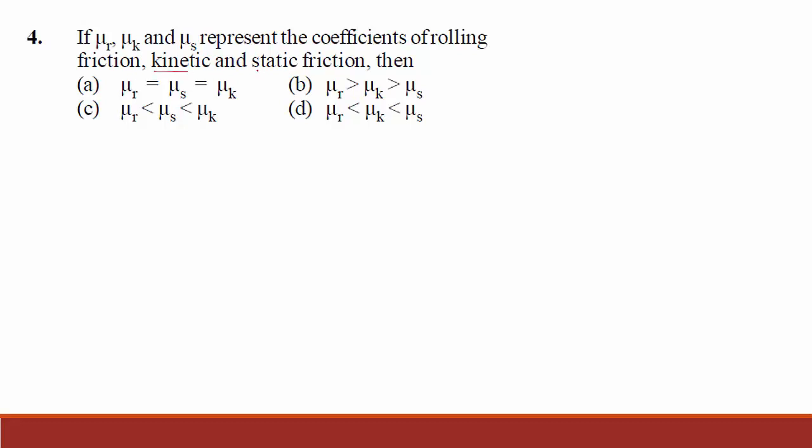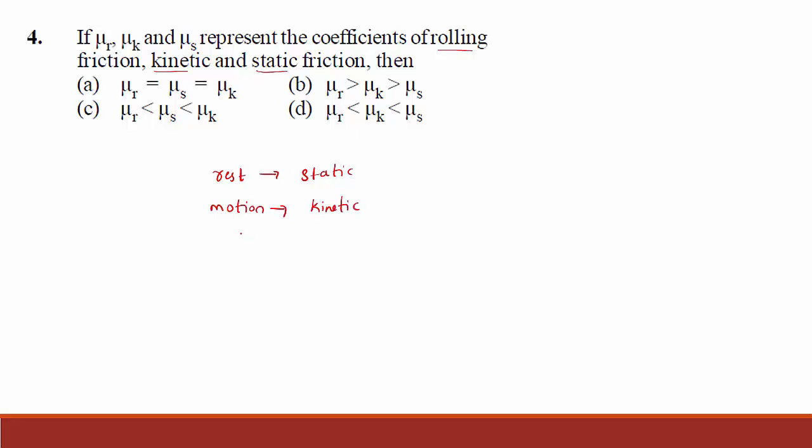The fourth question is, if mu r, mu k and mu s represent the coefficient of rolling friction, kinetic friction and static friction, then we know that when an object is at rest, we call it static friction. When the object is in motion, we call it kinetic friction.